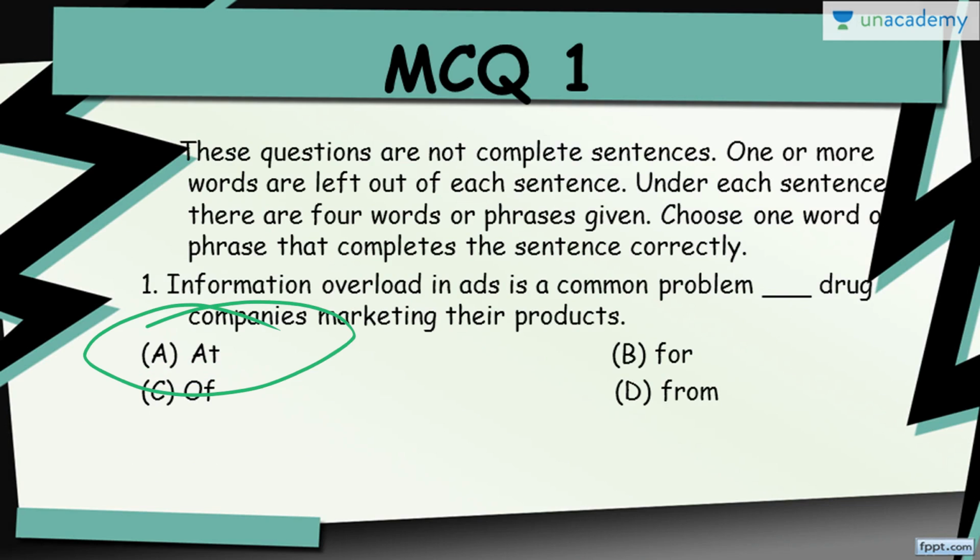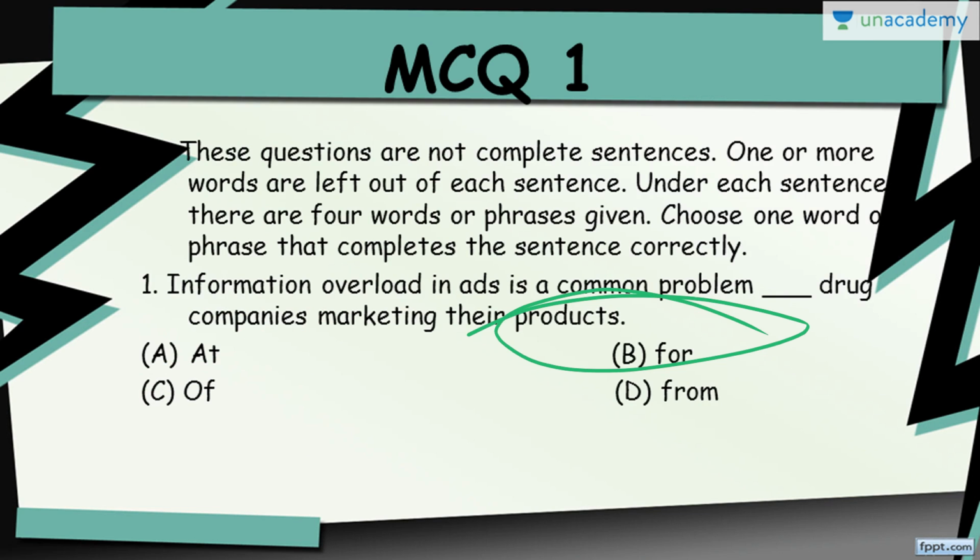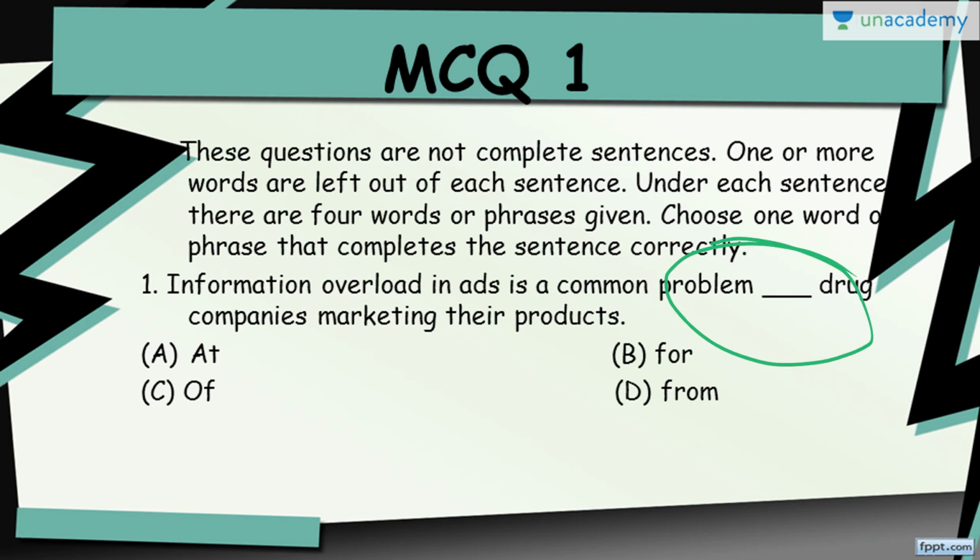We couldn't use at. Information overload in ads is a common problem at drug companies. No, it's wrong. We could have used for in this case, it is a very near probability. Information overload in ads is a common problem for drug companies marketing their products. But no, we'll not use for in this case because mostly what happens in for sentences is that the victim of the thing, like in this case, the drug companies, has to be in a limited quantity. Here we're talking generally about all the drug marketing companies who are marketing drugs as their products.